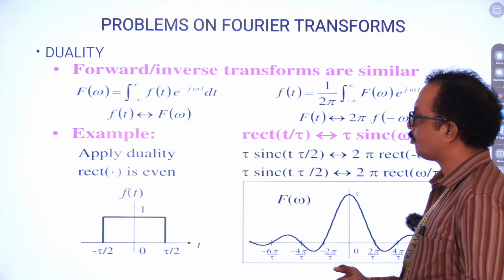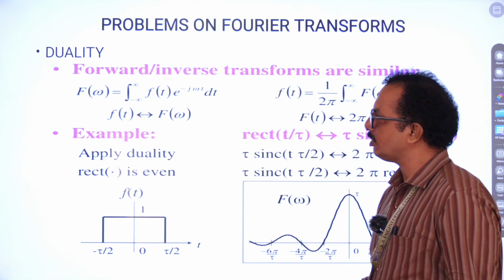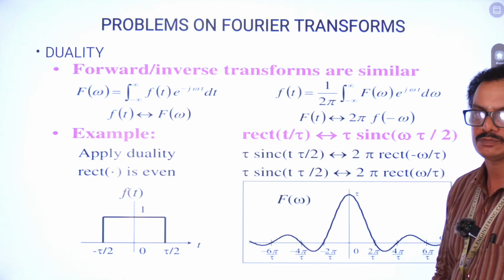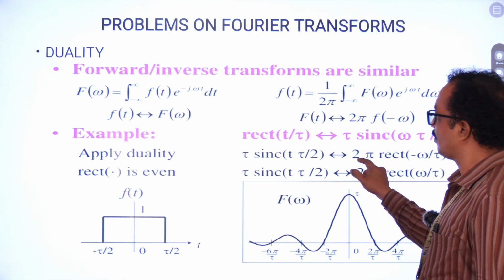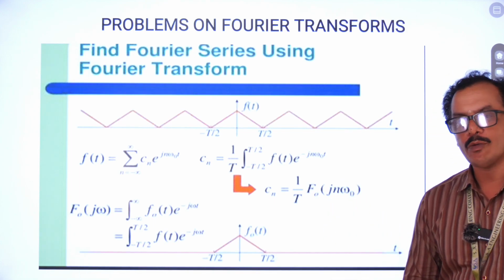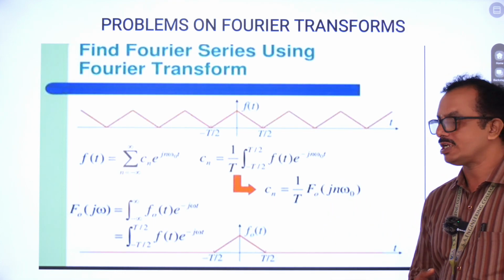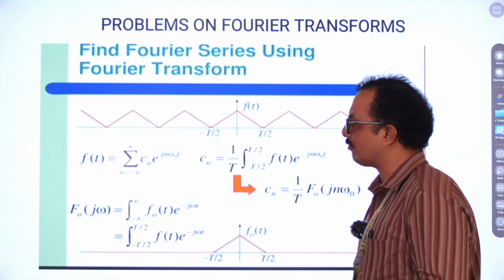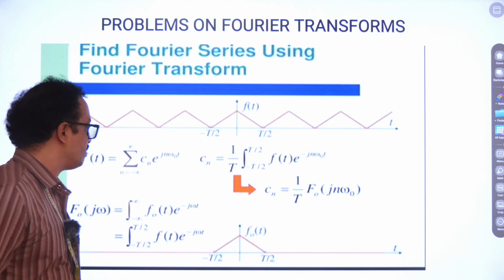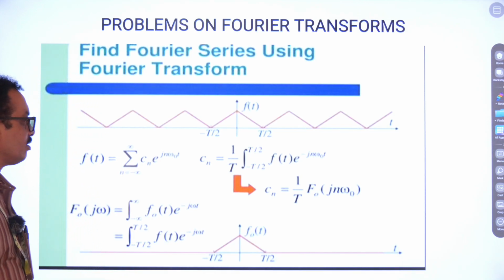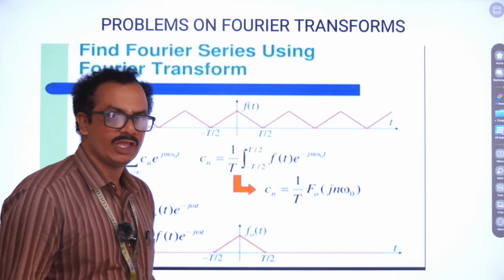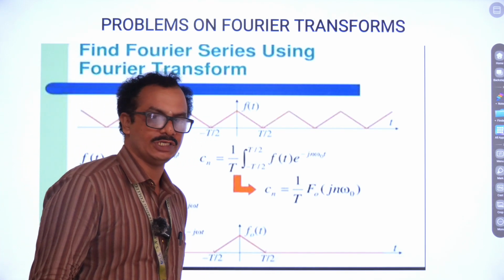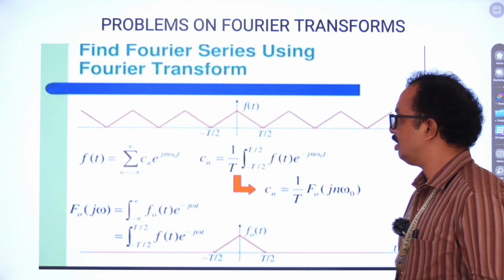So without applying the duality property, you won't get the answer. Based on the duality property only, you will get F of t equal to 2 pi into f of minus omega. Similarly, we can apply the Fourier series by using the Fourier transform. For that, you need to apply the exponential Fourier series. The formula is f of t equals summation from minus infinity to plus infinity of cn into e power jn omega naught t. In that, we need to find the value of cn. Based on that, you can get the Fourier transform formula by using the Fourier series. Okay, kindly refer to this.